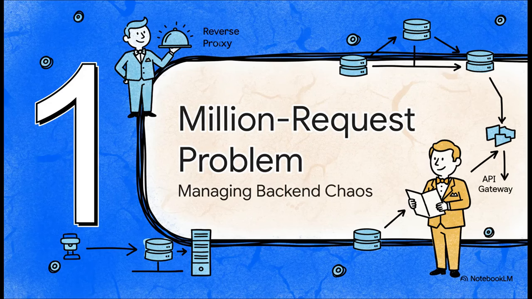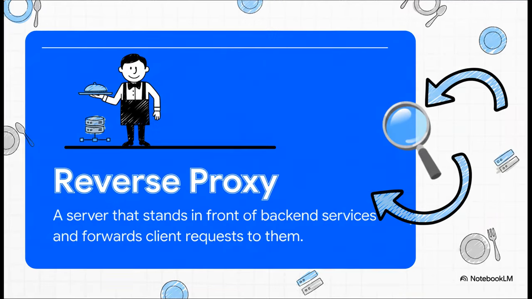So that chaotic kitchen? That's our million request problem. It's the challenge of managing a flood of requests going to all these different back-end services. And the very first thing you'd do to fix that restaurant, right? You'd hire some help. You need someone to bring order to that chaos. And that brings us to our first hero of the story, the reverse proxy. In our restaurant analogy, this is the waiter. Simple, right? The waiter is that single point of contact. They stand between the customers, that's us, the clients, and that crazy kitchen, which are all our back-end services. Their job is to take all the orders and make sure they get to the right chef.